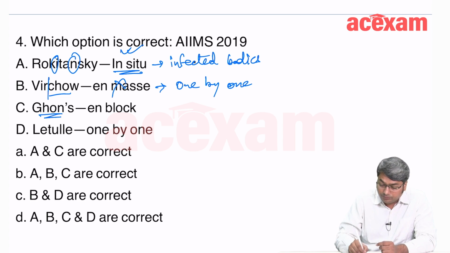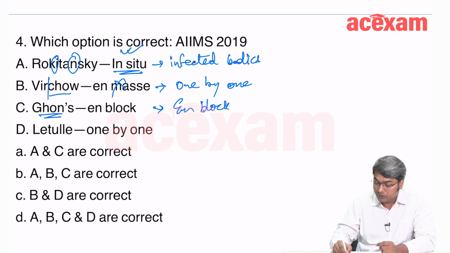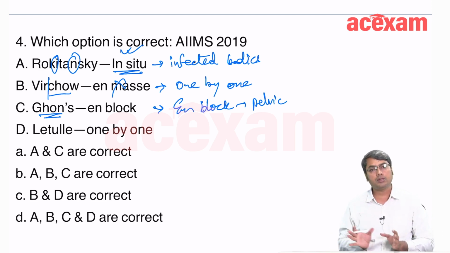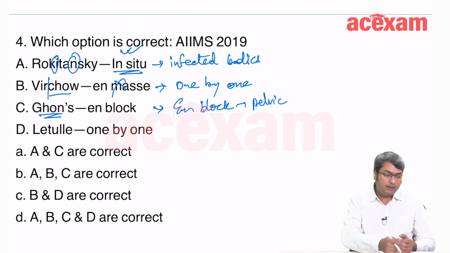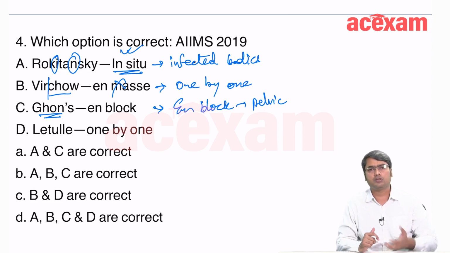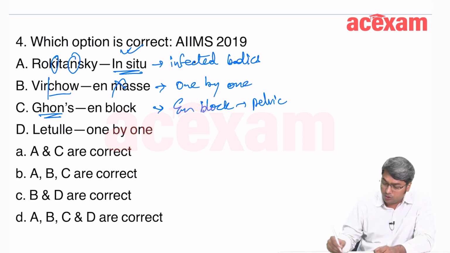Next is Ghon's. Ghon's method is actually en bloc. What is done here? Pelvic block. All the organs in the pelvis are removed together. Abdominal block and the chest block. So, all the organs inside the chest cavity, lung, heart, these are removed together. Then after that, these are studied separately. Advantage is the inter-organ relationship is very well established and it also is less time consuming as compared to Virchow's. But the disadvantage is that each and every organ cannot be studied in full detail, right. So, Ghon's is en bloc.